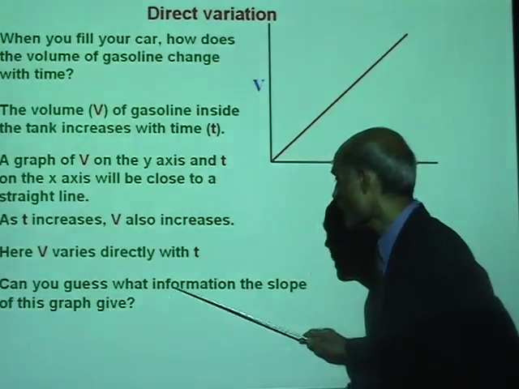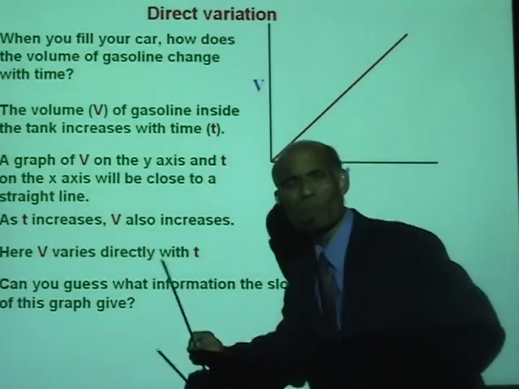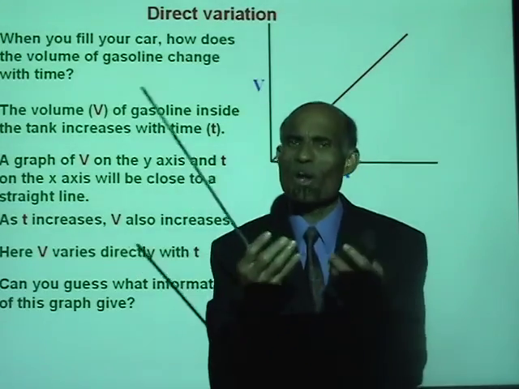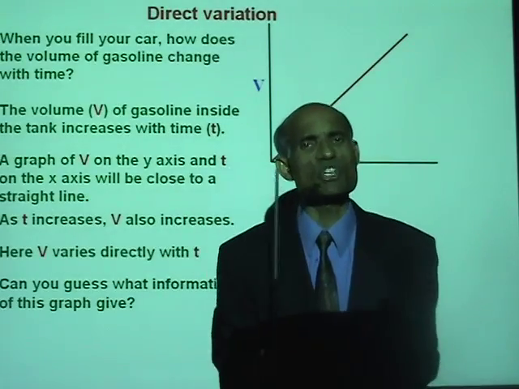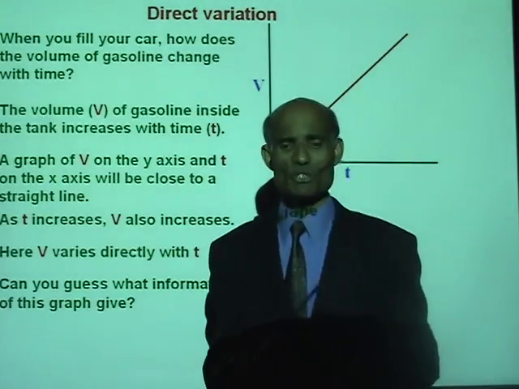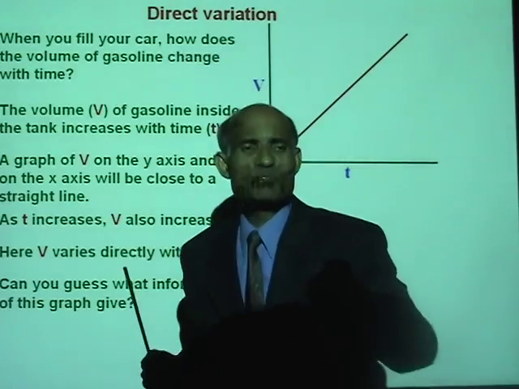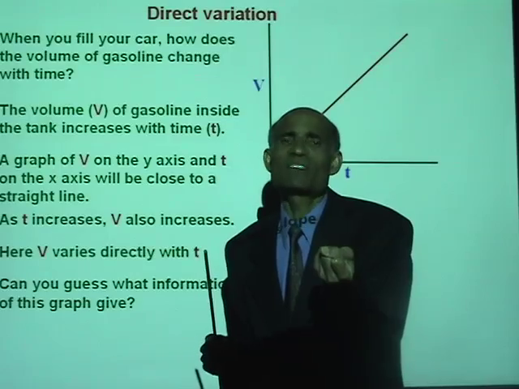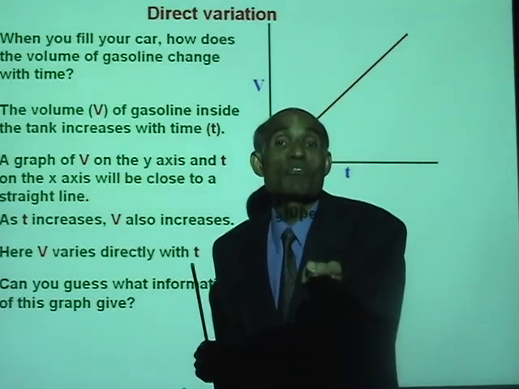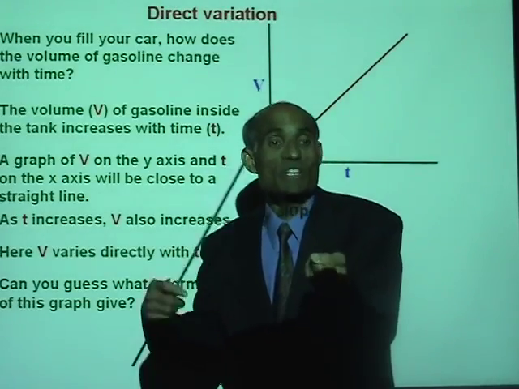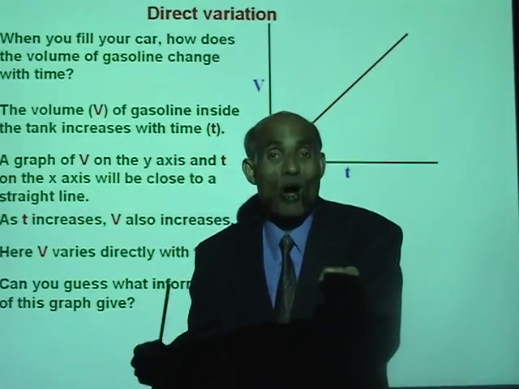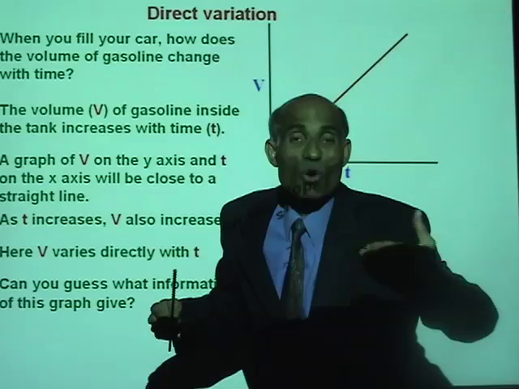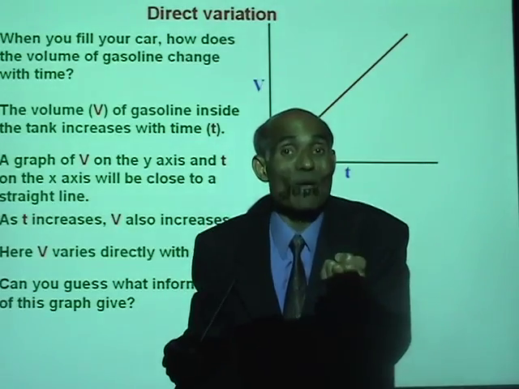Can you guess what information the slope of this graph gives? If I measure the slope of that graph, what information will that slope give you? You see, have you ever gone into a filling station and you keep pressing and hardly any fuel comes out? You got to stay there on and on and on. You see that? The rate at which fuel goes into the tank is very small there.